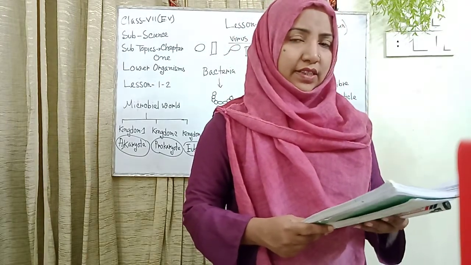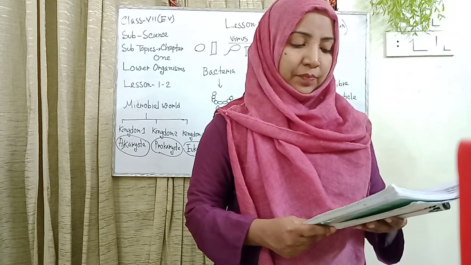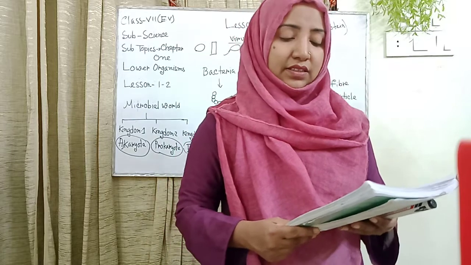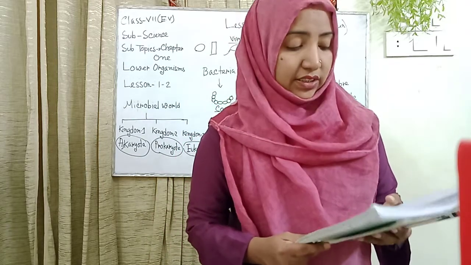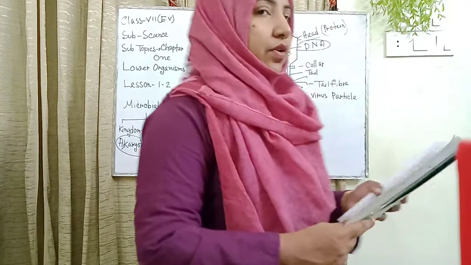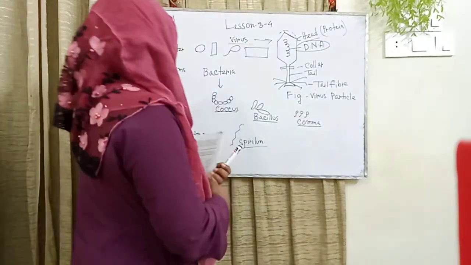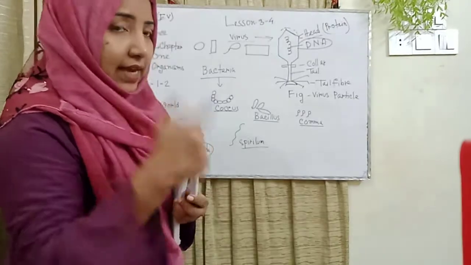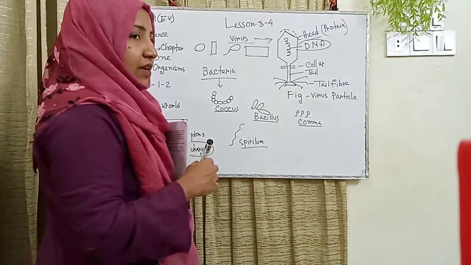Which types of airborne disease? First is pox, another is measles, third is sneezing and influenza. Now, the next structure is the bacteria. Have you any idea about bacteria? Here I just drew four figures.